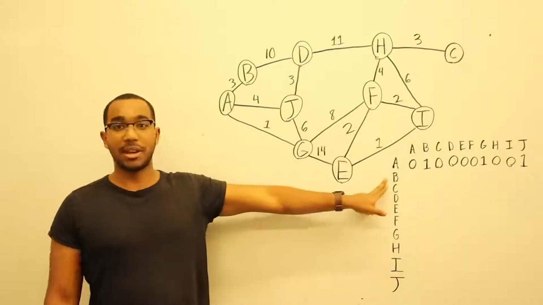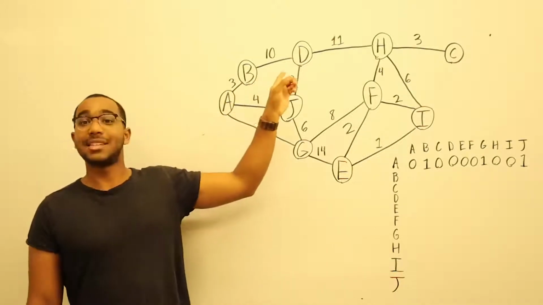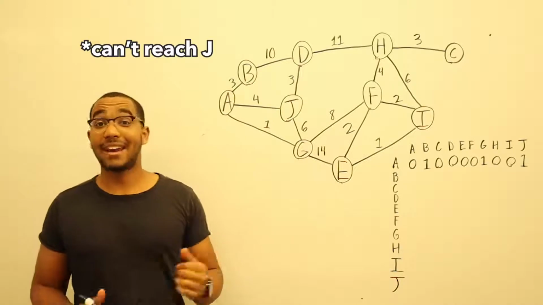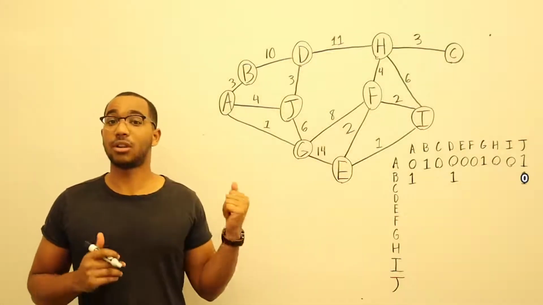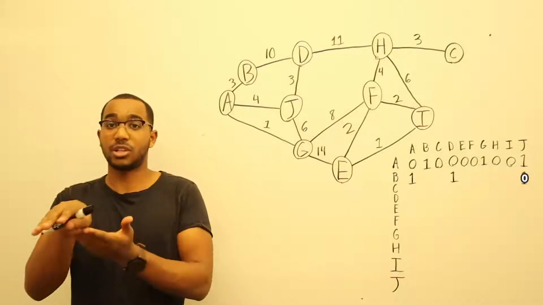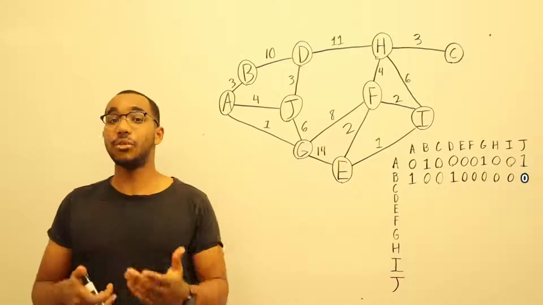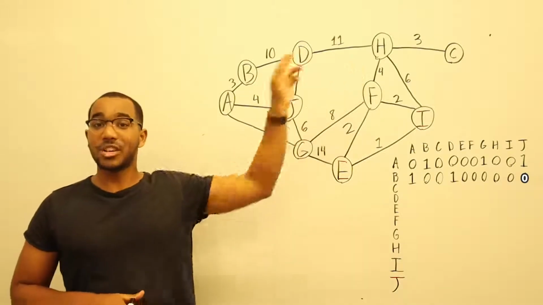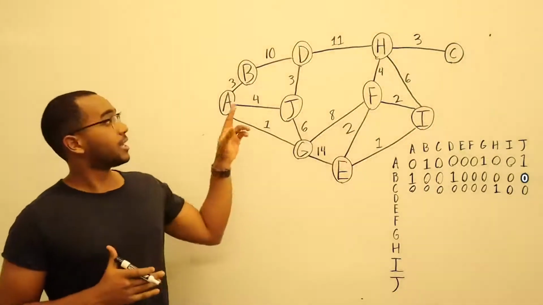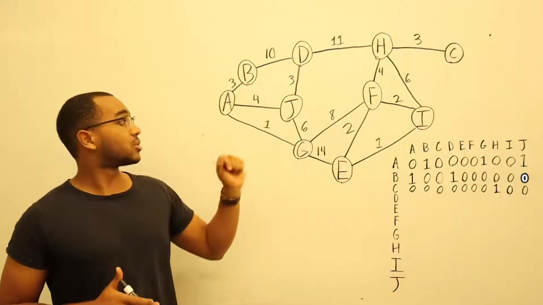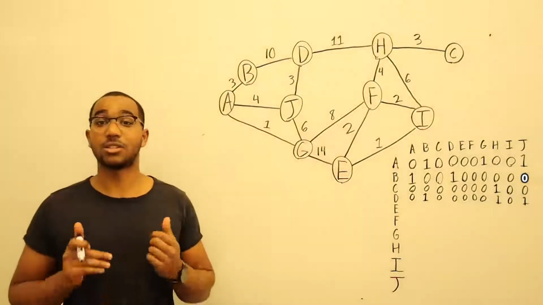And now let's represent B. What can we reach from B? We can reach A, D, and J. So let's add A, D, and J. So you see that we gave them 1s and then we give 0s for all of the other connections because they don't exist. And now we can fill the row out for C. What can C reach? C can only reach H, so we can fill that out. And then what can D reach? D can reach B, J, and H. So B, J, H.